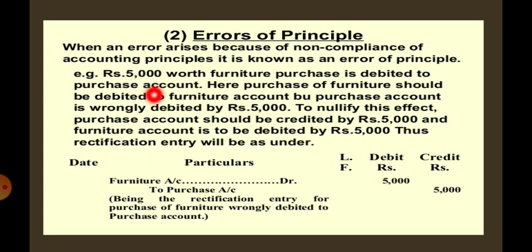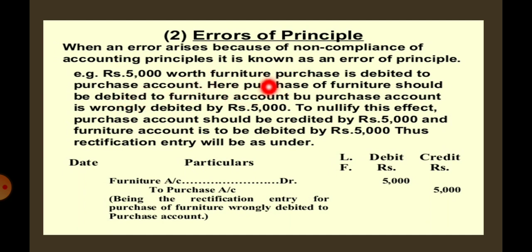For example, rupees 5,000 worth of furniture purchase is debited to the purchase account. As you know, if you are not dealing in the purchase and sales of furniture, then furniture is not a purchase account.